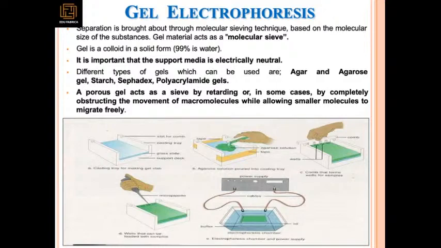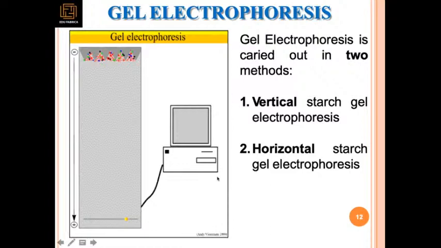Porous gel acts as a sieve, retarding or in some cases completely obstructing the movement of larger molecules while allowing the smaller molecules to migrate freely. Here you can see I have shown you this. We will deal with this diagram in a second. It is done by two methods: vertical and horizontal.